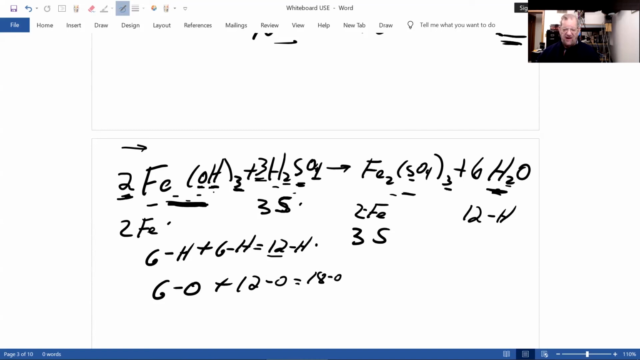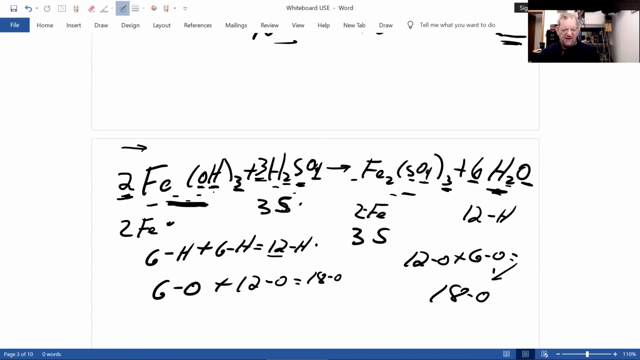Let's look on this side. I have coefficient is 1, so it'd be 4 times 3 is 12 oxygen, plus 6 times 1 is 6 oxygen. Add it up, move down here because I'm running out of room, 18 oxygen. I think I'm done. Let's check.